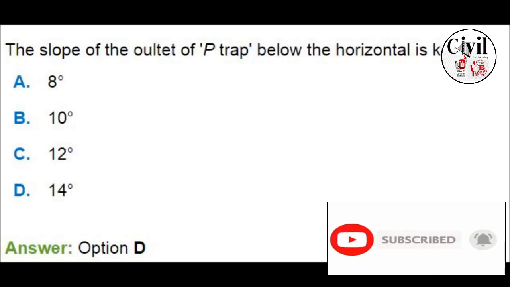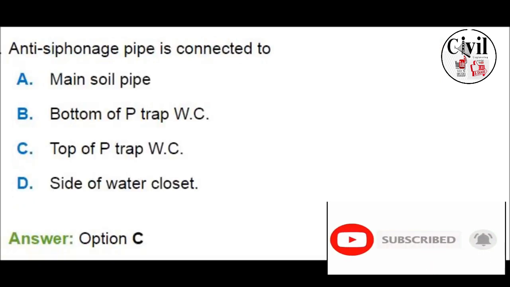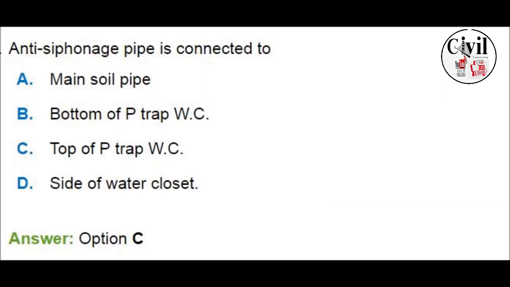Okay, so let's move to the next one, which is, in our case, anti-siphonage pipe is connected to the top of P-trap WC. So C is the correct answer. Okay, so let's move to the next one.